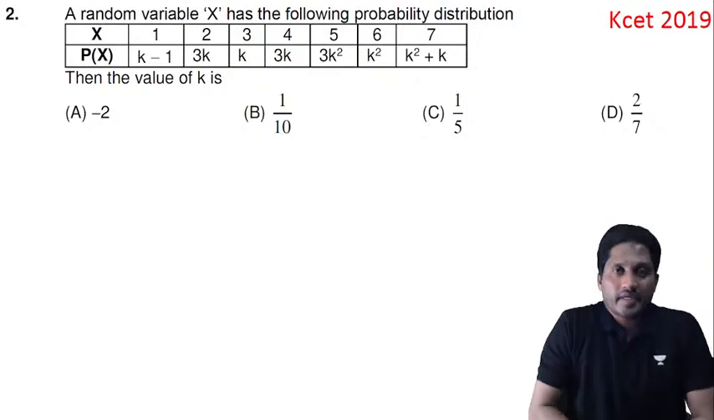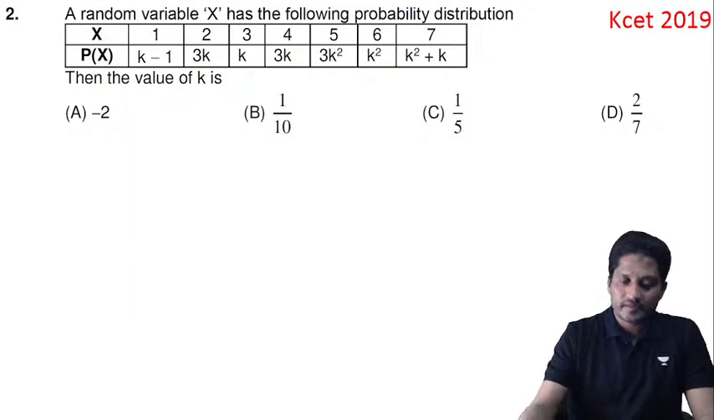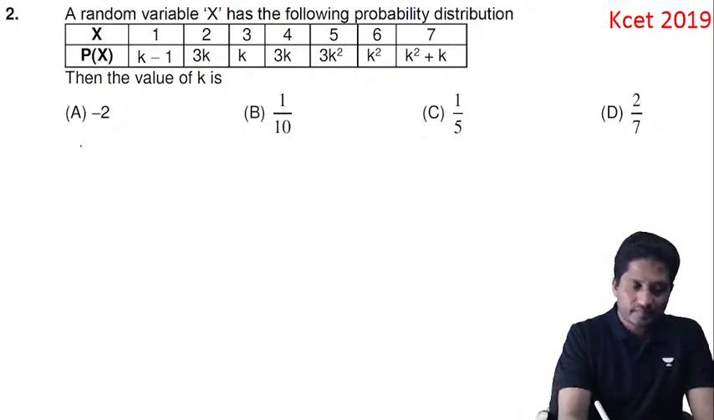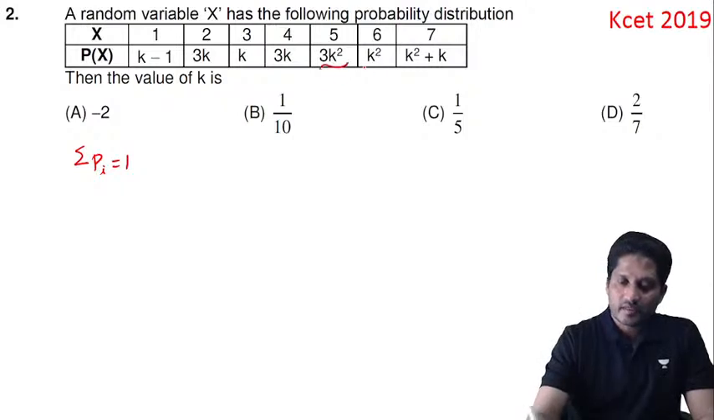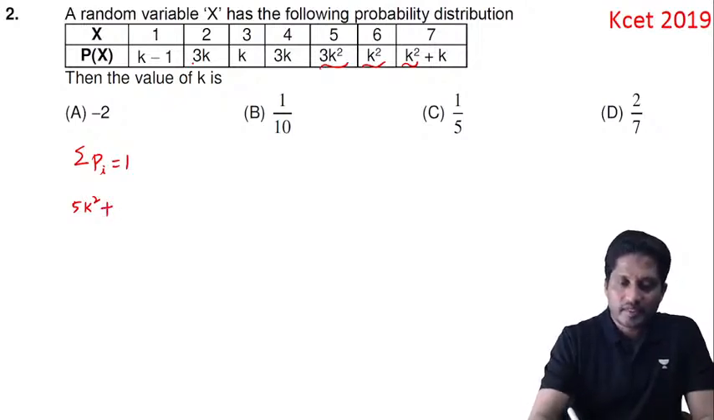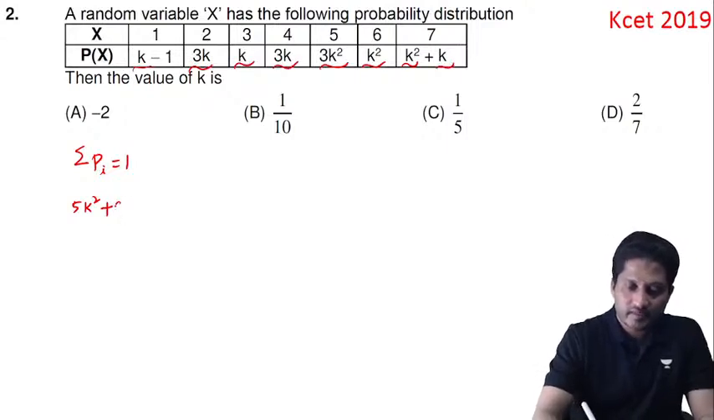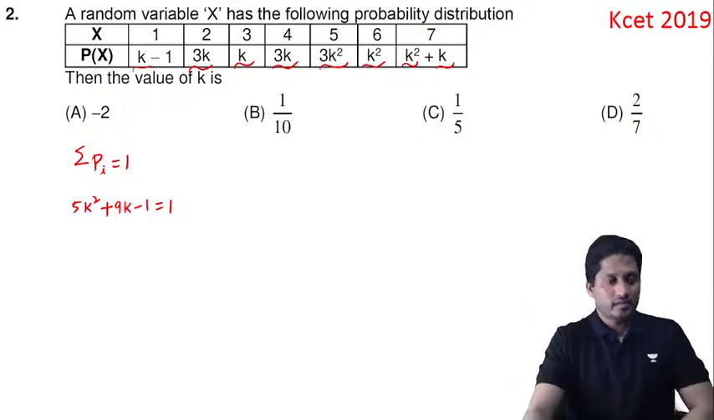A random variable capital X has the following probabilities. What should be the value of k? Sum of all probabilities should be 1, right? So this means that the sum of all pi is equal to 1. If I add all the probabilities, 3k square plus k square plus k square is 5k square, plus k plus 3k is 4k, 4k plus k is 5k, plus 3k is 8k, plus 1k, 9k. Right, there's one constant here, minus 1, is equal to 1. I just added all the probabilities. Sum of all probabilities should be equal to 1.